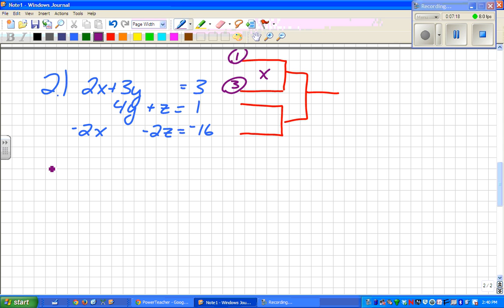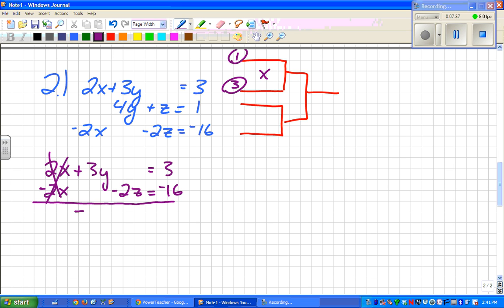Okay, so equation 1 is 2x plus 3y equals 3. The third equation is negative 2x minus 2z equals negative 16. And when I combine these, the x's cancel, and I'm left with 3y minus 2z equals negative 13. Put a star by that one, and put a star out in my brackets.